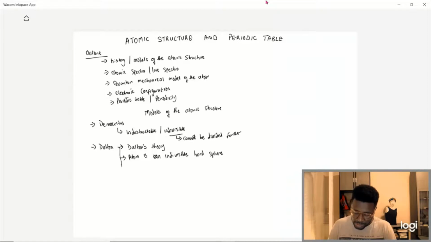So according to Dalton, he described the atom using masses. He described chemical reactions as rearrangement of masses, basically. So it's important to remember that he described chemical reactions.